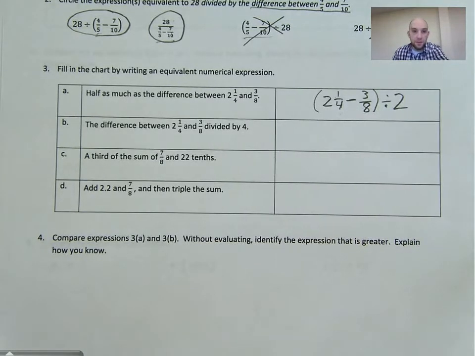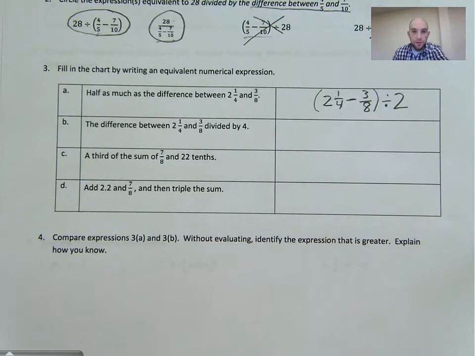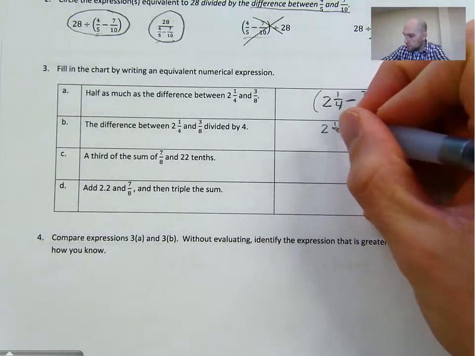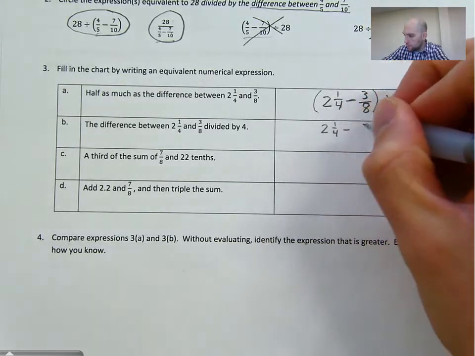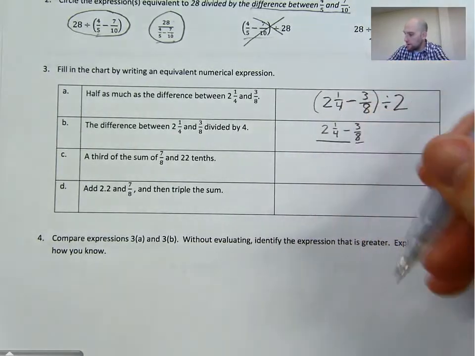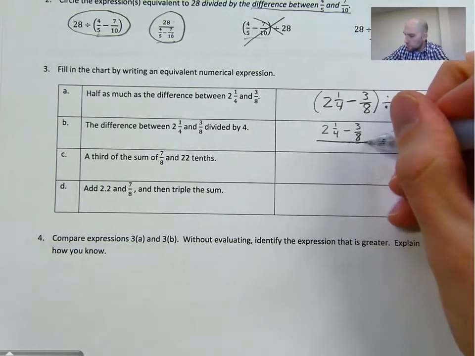B says the difference between 2 1/4 and 3/8 divided by 4. So we have 2 1/4 minus 3/8. This time we'll do it as a fraction. We'll do over 4.